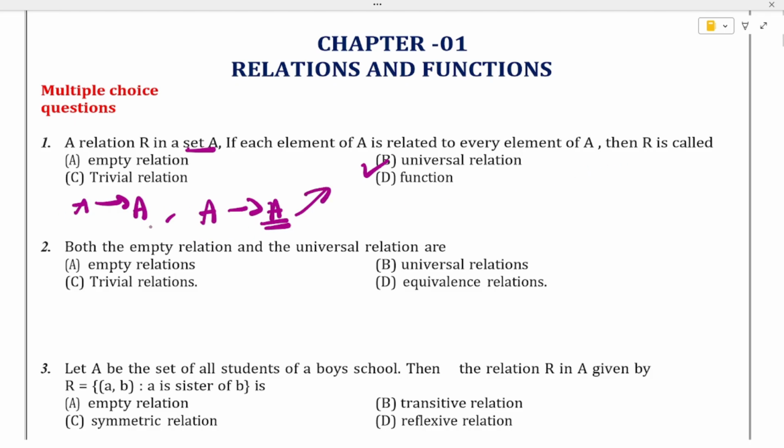Now the next question they have given is: both the empty relation and the universal relation are what? You call that trivial. You have to remember this. If it is empty and it is universal, we call it trivial. You have to remember this particular word.